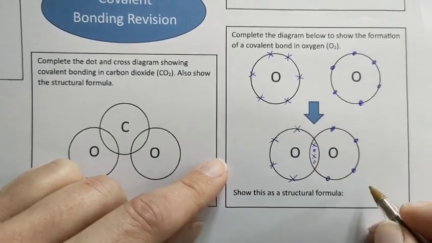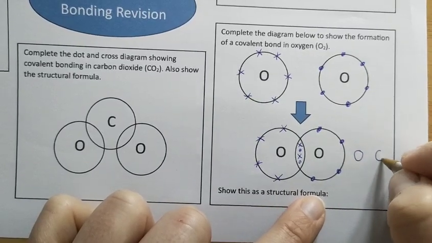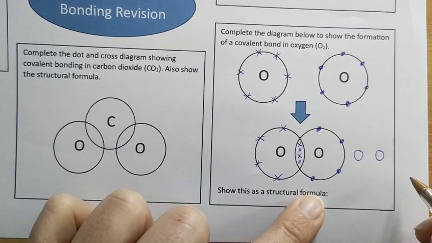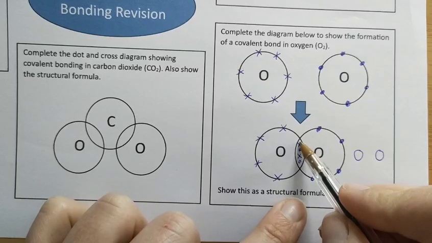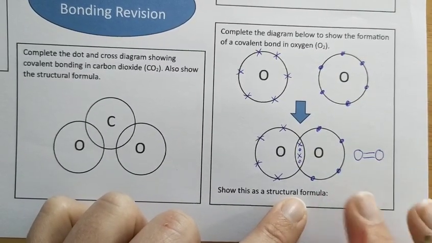Brilliant. Show this as a structural formula. So I remember my structural formula, I just have the letters and then draw a line for each covalent bond. The covalent bond consists of a cross and a dot. So here we've got 2 covalent bonds, so I need 2 lines.